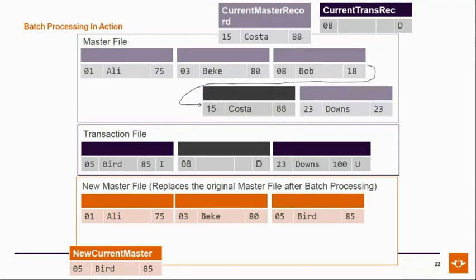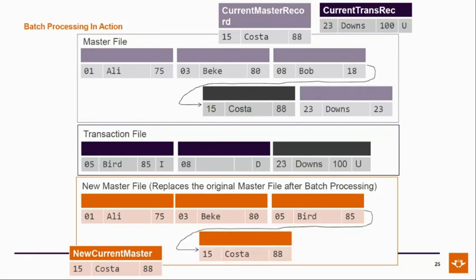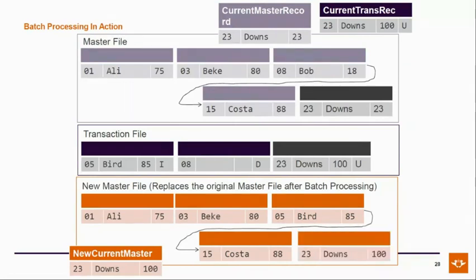Then update the current master record, the original, to 15. And then we update the transactional current to 23. And then we see that 15 still comes before 23. Look at the current 15, insert the current 15, and then go on to the next one. Now, we've got 23 Downs, and we've got the transactional record as 23 Downs as well. We update the mark in the current record to be added to the new master, and then we simply add that to the new master.